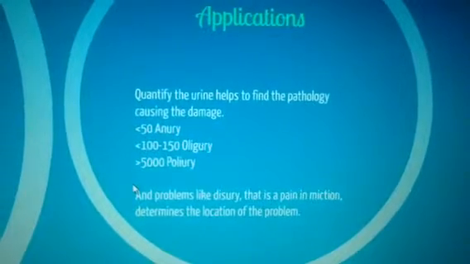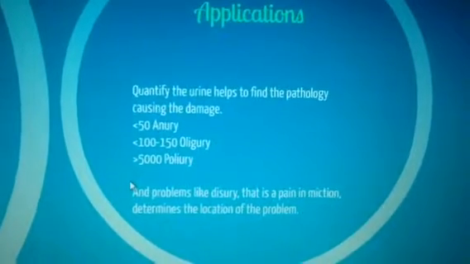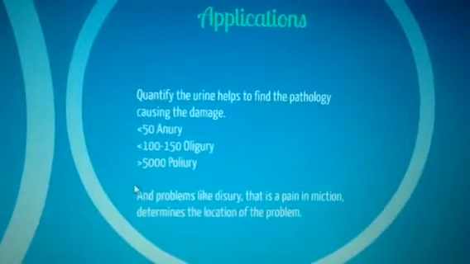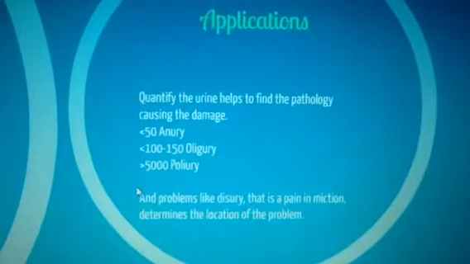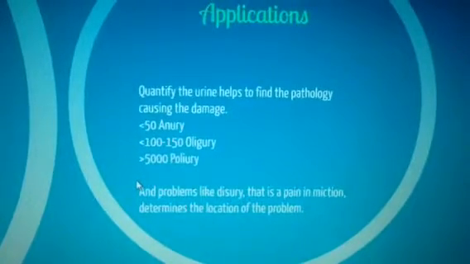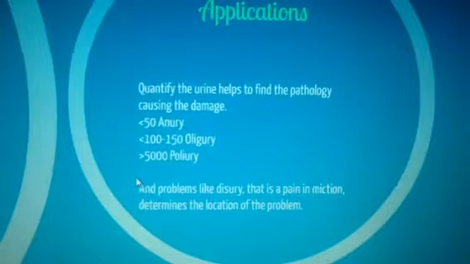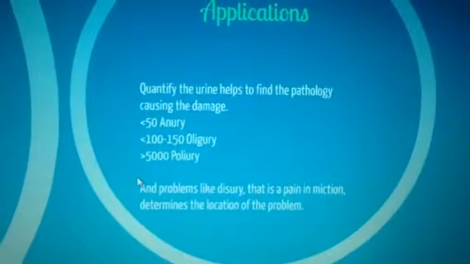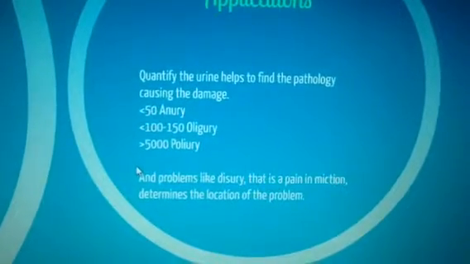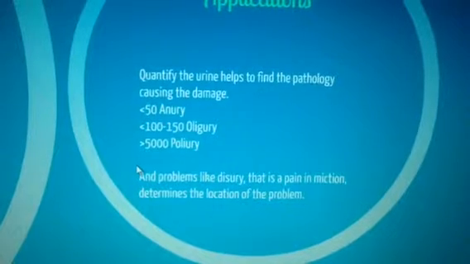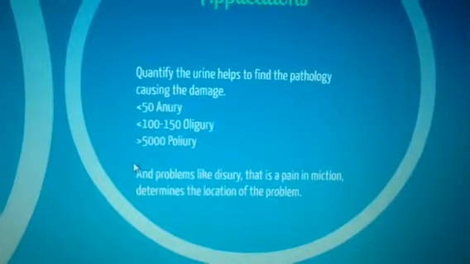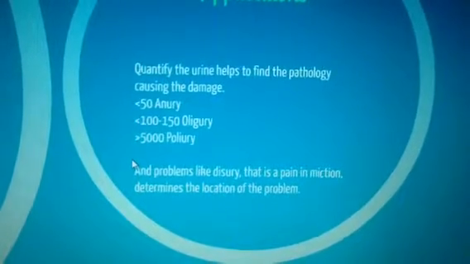What are the uses for this important organ? First of all, quantifying the urine output helps to find the pathology causing the damage. For example, less than 50 is considered anuria, between 100 and 150 is considered oliguria, and more than 50,000 is considered polyuria. Of course, those numbers are relative. And problems like this, that is a pain emission, determine the location of the problem. First of all, in the low part of the urinary bladder.